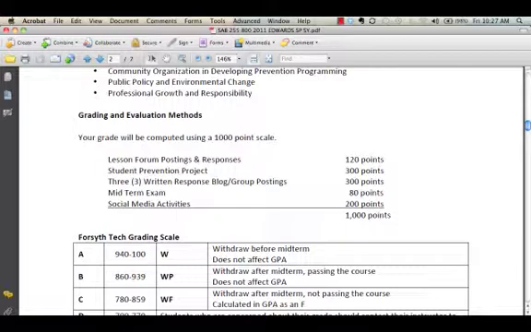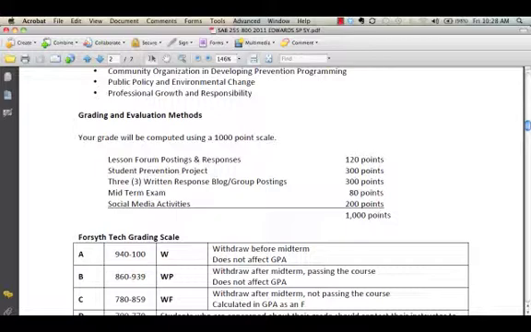The course will be graded on a 1,000-point scale, and the major activities will be online forum postings and responses, and a student prevention project that is a major portion of this grade, where I want us to take some of the skills we learn about prevention and actually choose a social problem in your own community that you think is important, and we could apply some prevention strategies to.